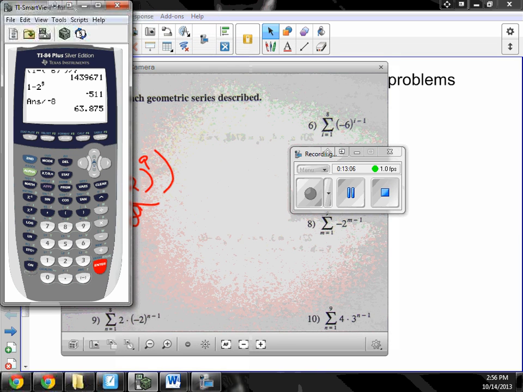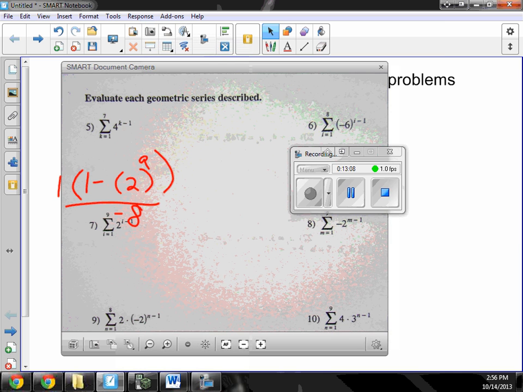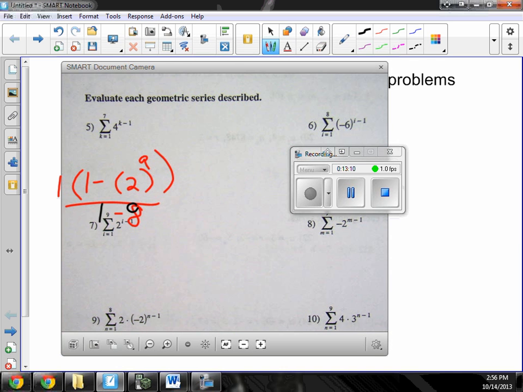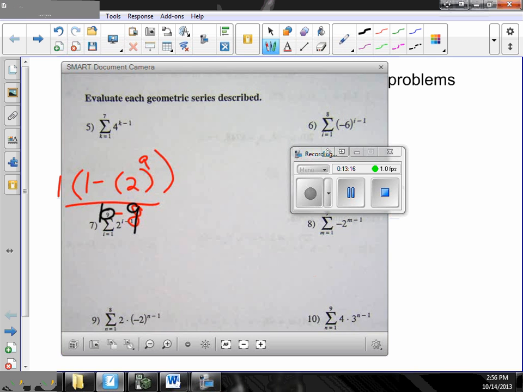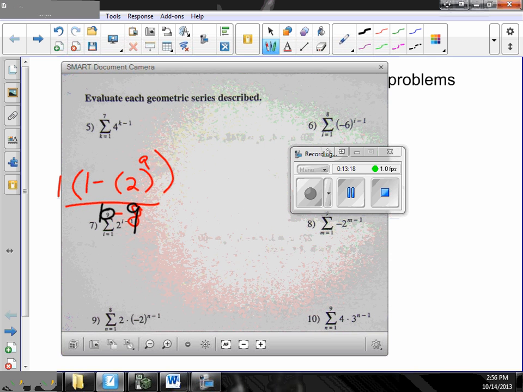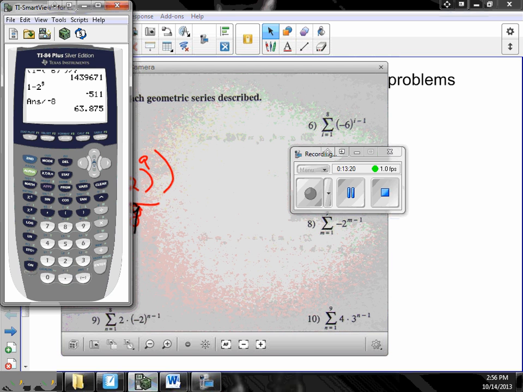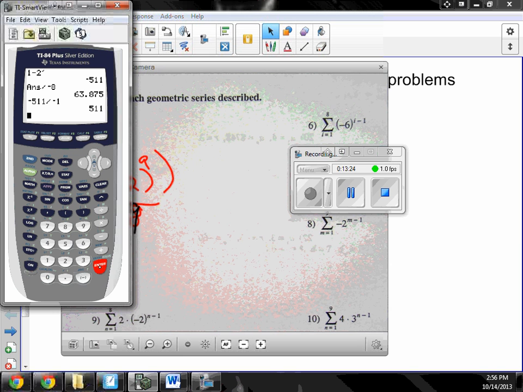Wait, divide it by what? Isn't 9 the... Oh, 1 minus... Oh. Boy, that was dumb of me. So negative 511 divided by negative 1. So the sum is 511. But I was dividing by 1 minus n. It's actually 1 minus r.